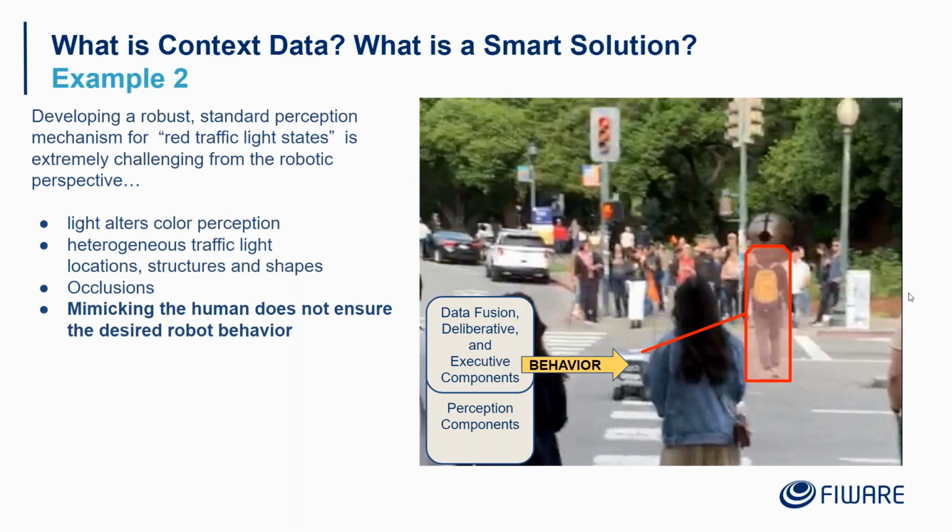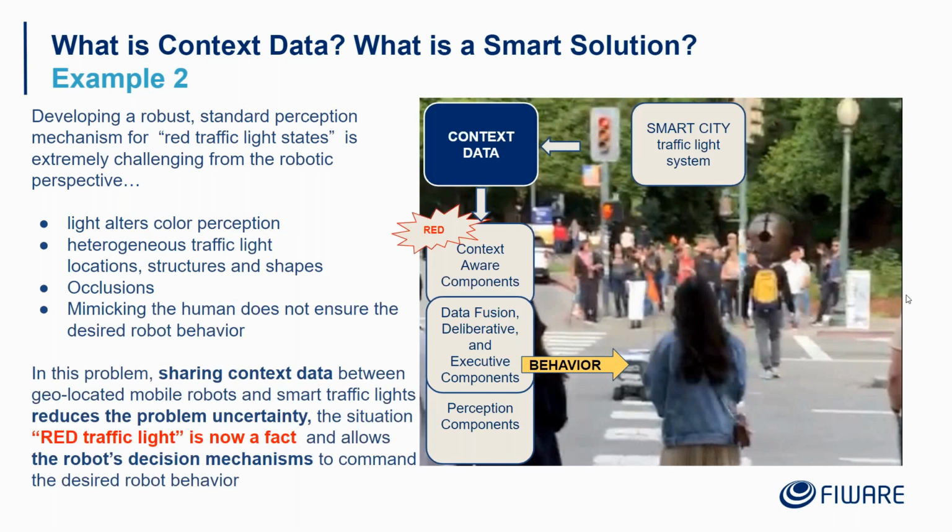We can see it in the picture. So, in this particular case, if we imagine a smart city with smart traffic light systems, a simple data sharing between the robotic platform and the smart traffic light will help us to reduce uncertainty and take this red traffic light as a fact, which will allow the decision mechanisms of the robot to command the desired robot behavior.